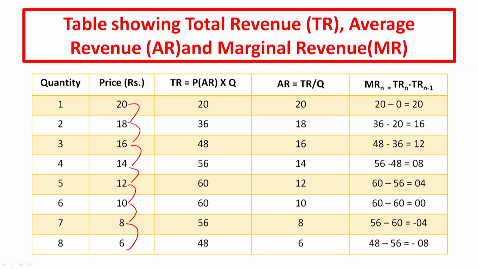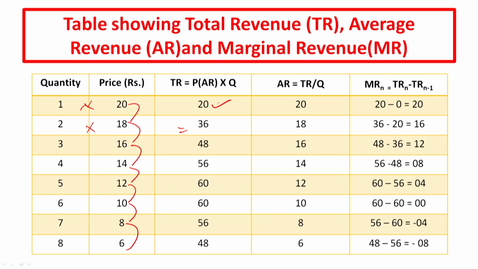Now, we are talking about total revenue. I have talked about this. Total revenue is based on the formula of price into quantity. For quantity 1, the price is 20, so 1 into 20 is 20. Next, quantity is 2 and price is 18, that gives you 36. Then 16 into 3 is 48, 14 into 4 is 56, 12 into 5 is 60, 10 into 6 is 60, 8 into 7 is 56 and 6 into 8 is 48.